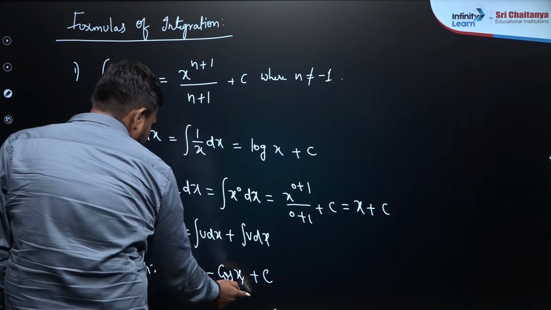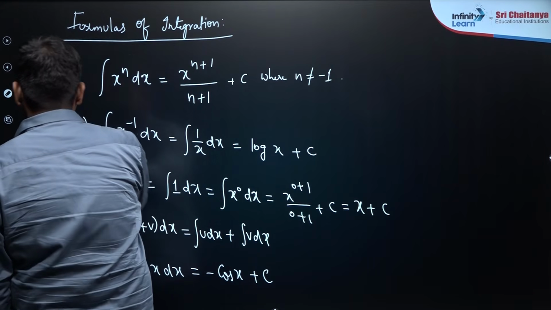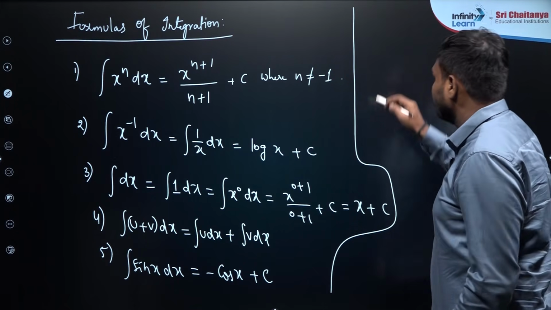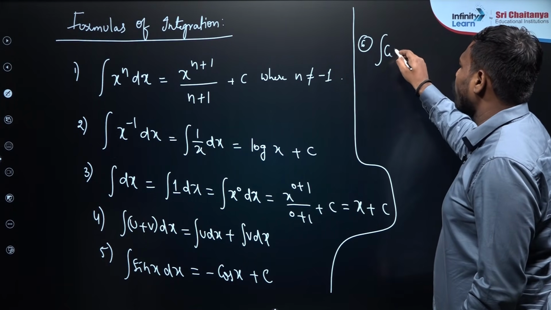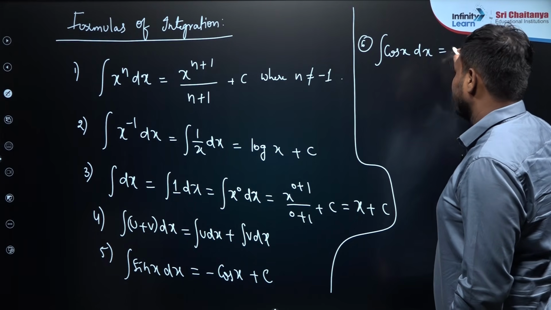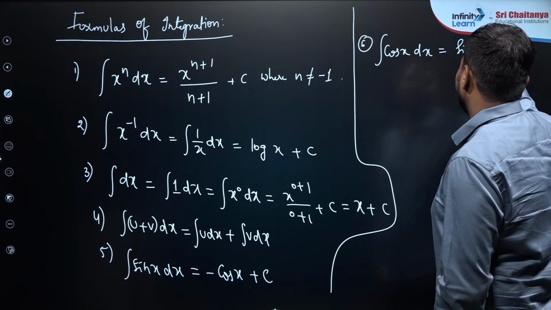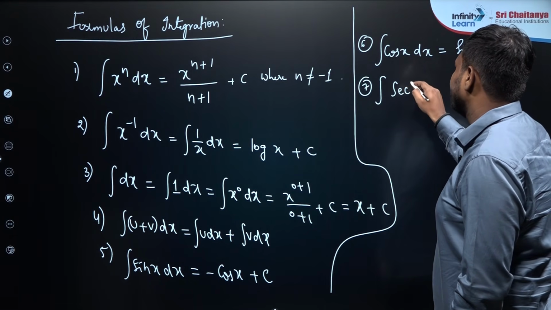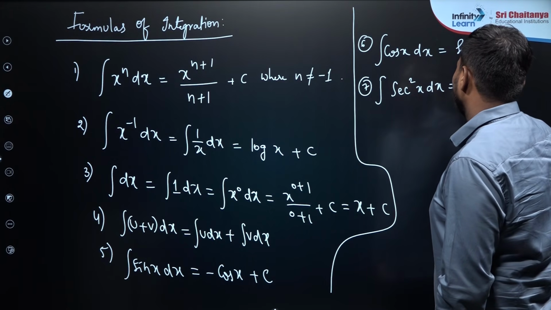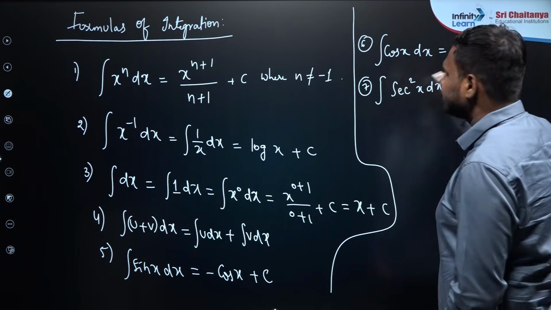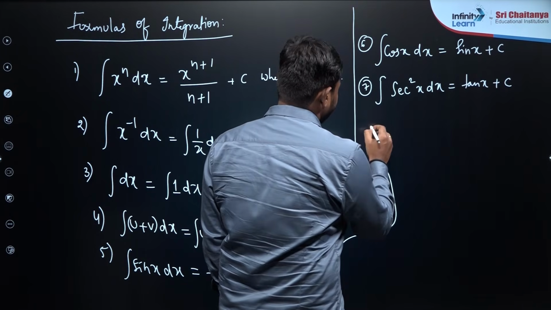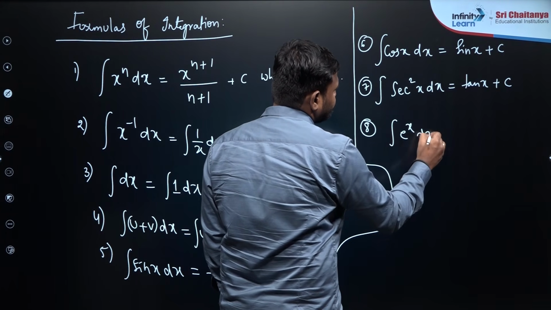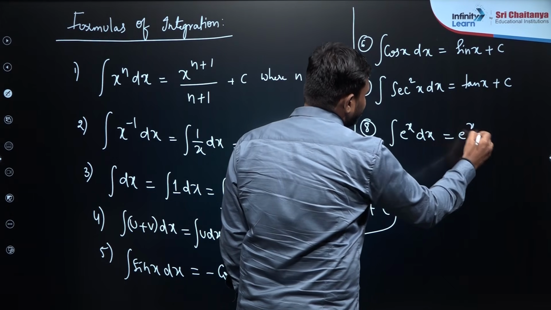Next. Integral of cos x would be sin x plus c. That is as usual. Integral of secant square x is tan x. Why? Because derivative of tan x is secant square x. Integral of e power x is still e power x.